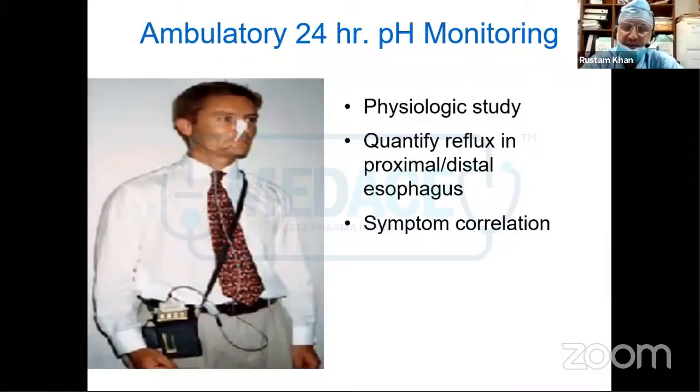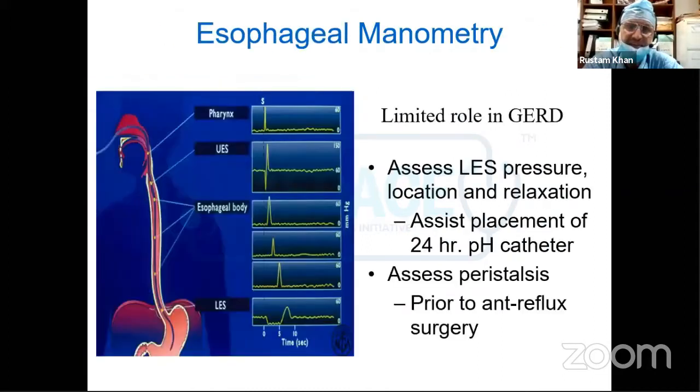Another modality of diagnosing this disease is 24-hour pH monitoring. This is a physiological study. Here you can quantify reflux in the proximal and distal esophagus, and symptoms can be correlated with the acid reflux in patients who are symptomatic.